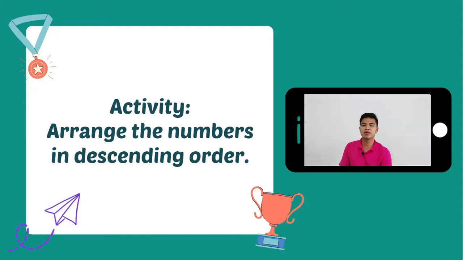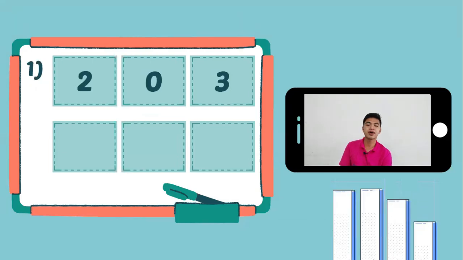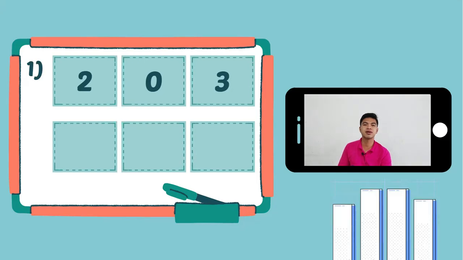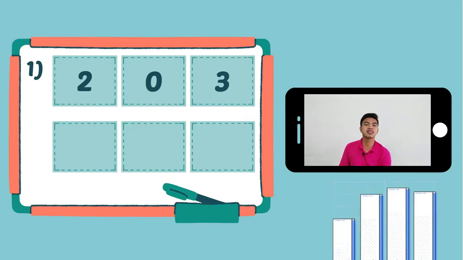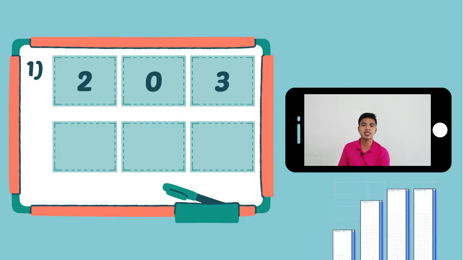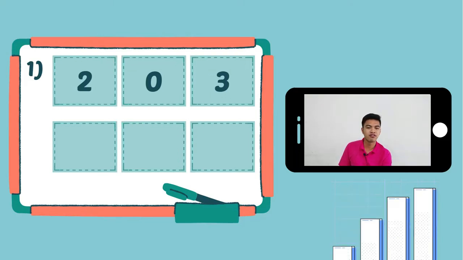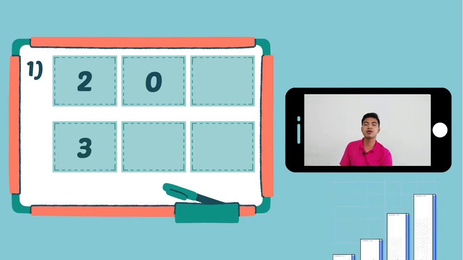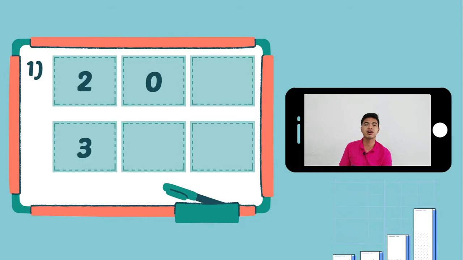Okay, so let's go to number 1. We have here 2, 0, and 3. So what are we going to do to find out what is the first number? Okay, here we're going to write the biggest number first, which is, what do you think? What is the biggest number in here? Of course, it is going to be 3, okay? And then we're going to compare 2 and 0, which is the bigger number of them.